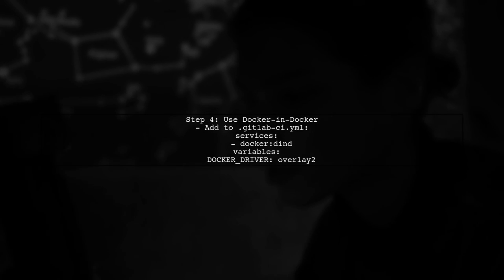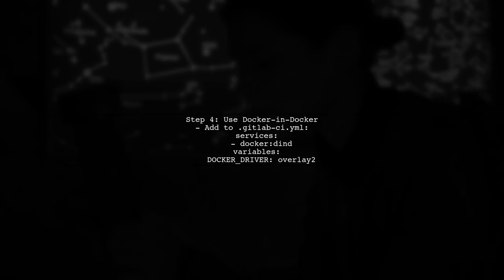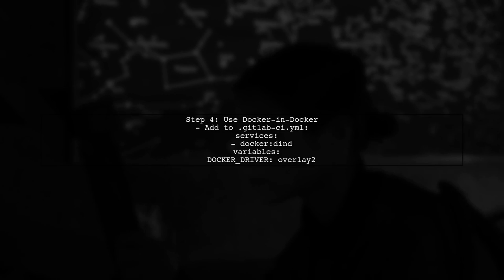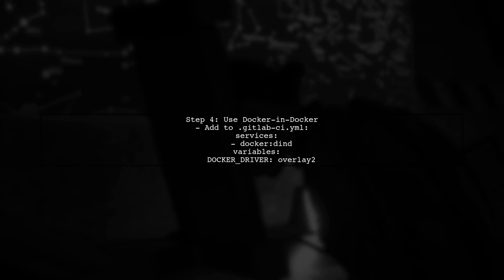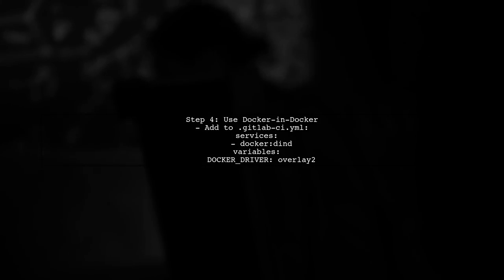Finally, consider using the Docker-in-Docker service to further optimize your CI pipeline. This allows you to build and run Docker containers within your CI jobs without pulling images repeatedly.